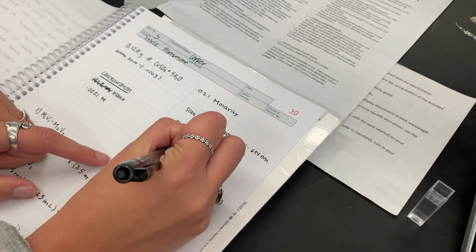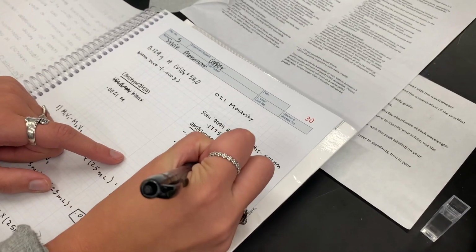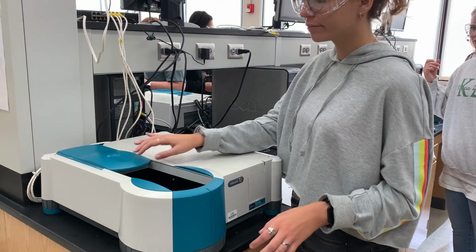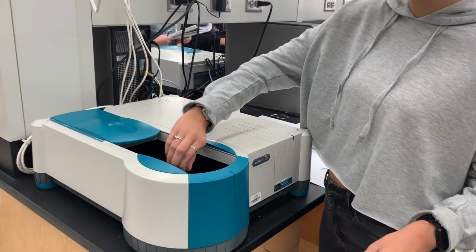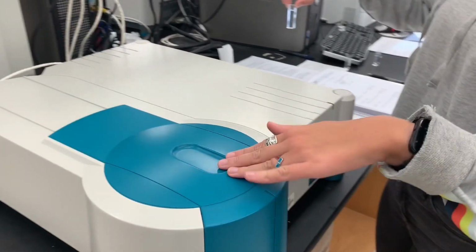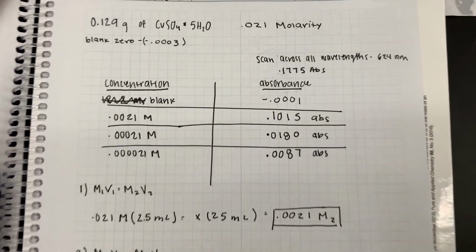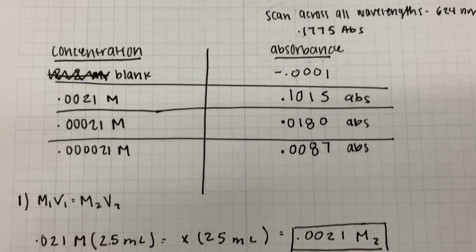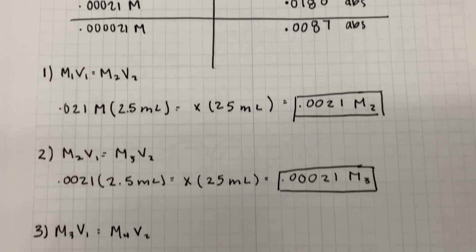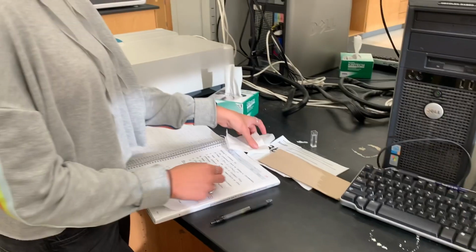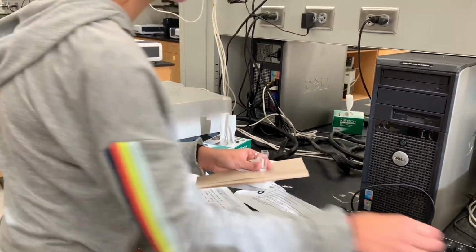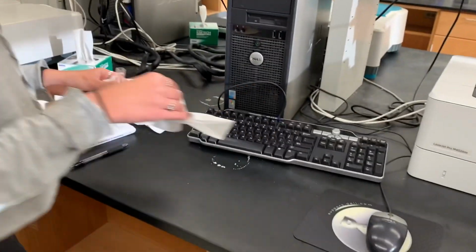We recorded the absorbance of each of our dilutions in our lab notebook and carefully removed the cuvettes from the spectrophotometer. Lastly, we cleaned our area of work and made sure everything was left as it was found.